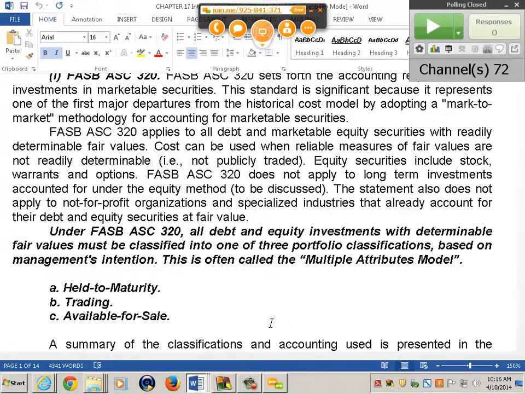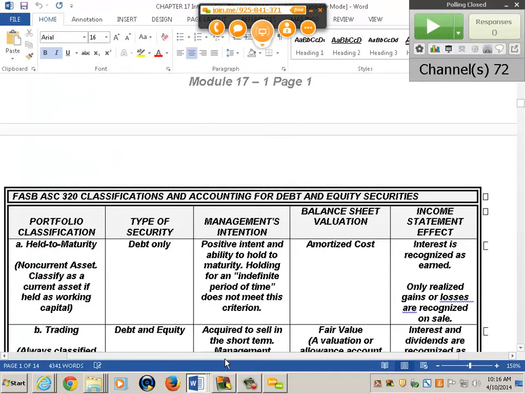Now here's this multiple attributes or multiple measurements model, and the proposed exposure draft is really no different. It has multiple measurements, multiple attributes, and they just change the terminology a little bit. We have three portfolios: held to maturity, trading, and available for sale. I thought what we need to do first is summarize this and then get into an example. So let me start with the first, on the second page, if you go to the table, let's get into the first portfolio. And the interesting thing, of course, is that these portfolio classifications are based on management's intention.